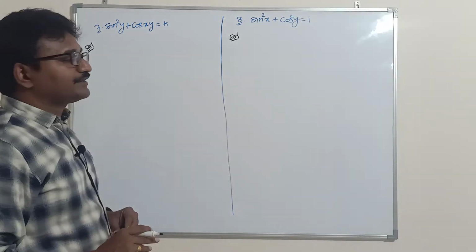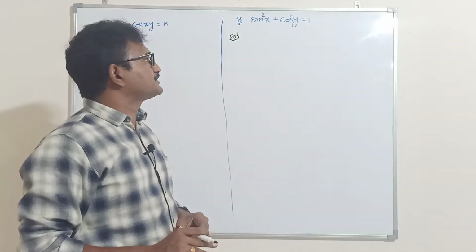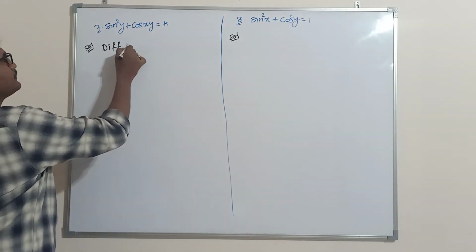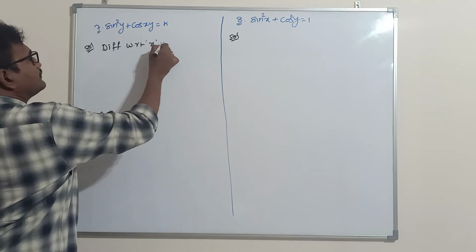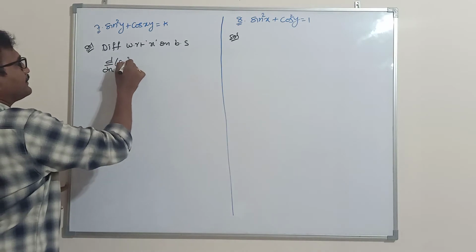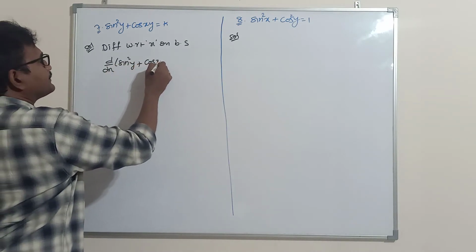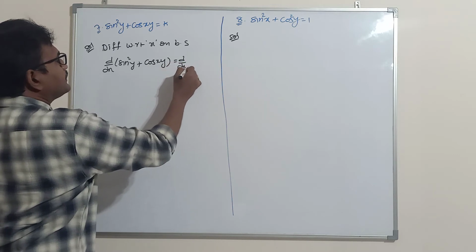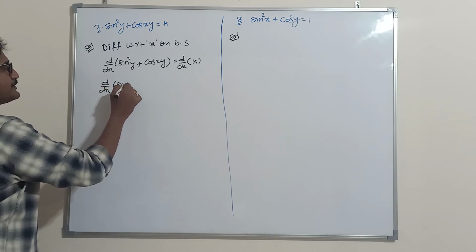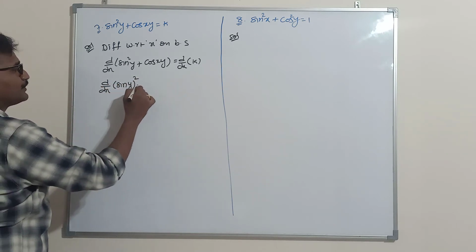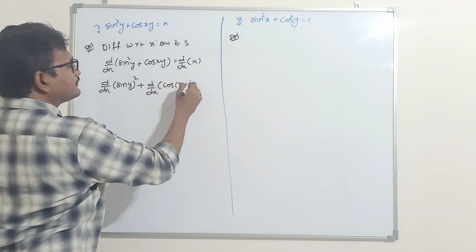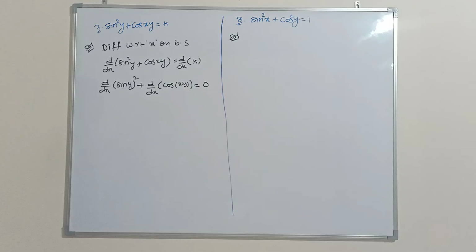Next problem: sin square y plus cos of xy is equal to k. Differentiating with respect to x on both sides, then what we will get? D by dx of sin square y plus cos xy is equal to d by dx of k. D by dx of sin square y we can write like this: sin y whole square, plus d by dx of cos of xy is equal to derivative of constant, which is 0.